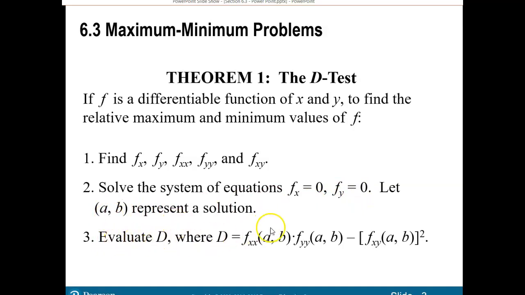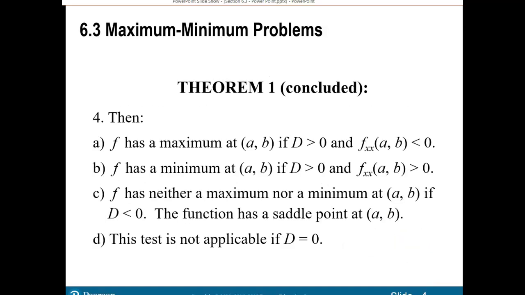Then we're going to evaluate this formula D at our point that we found in step 2. So we take our second partial with respect to x at (a, b) times our second with respect to y twice at (a, b), subtract the mixed partial x and then y at (a, b) squared. So this is the formula for D. So you should have found all these second partials first. You're plugging in the point you get in step 2 in here. So x twice times y twice minus the square of the mixed partial xy.